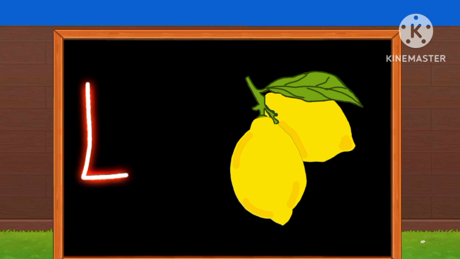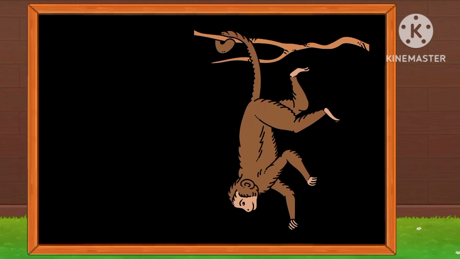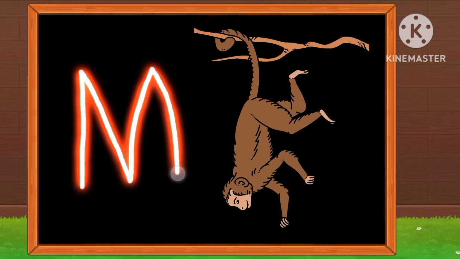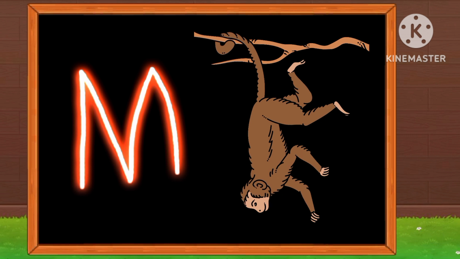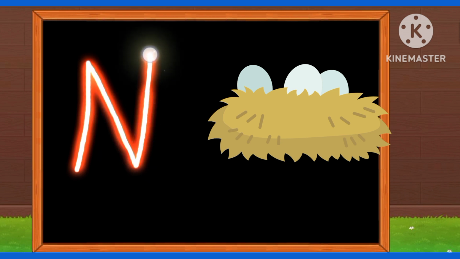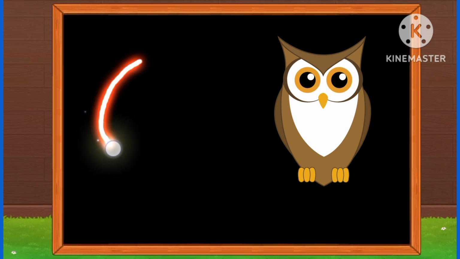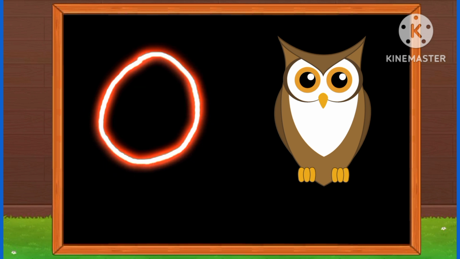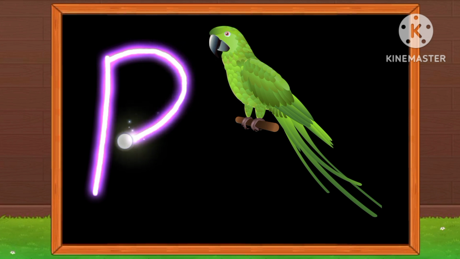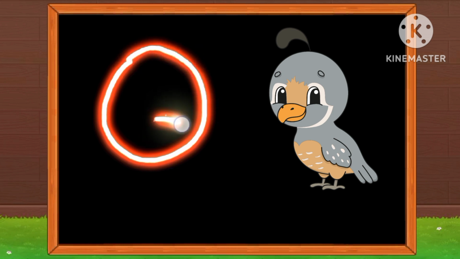L. L for lemon. M. M for monkey. N. N for nest. O. O for owl. P. P for parrot. Q. Q for quail.